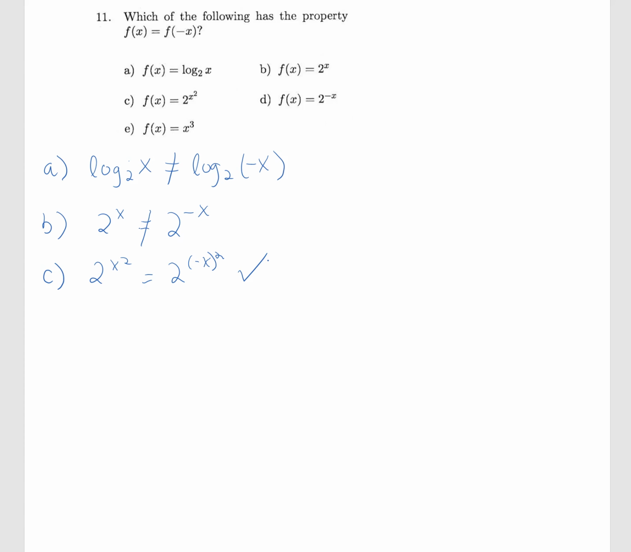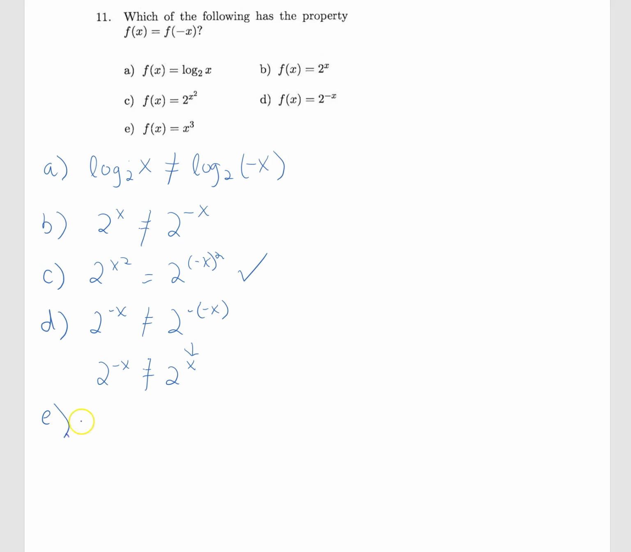But let's check the other ones just for completeness' sake. So in D, what we get is 2 to the power of negative x is equal to 2 to the power of negative x. And so this side of the equation is just going to be the same as saying 2 to the power of positive x. And this side is 2 to the power of negative x. So we have the same thing as in part B, which we've already said doesn't work. So this is not equal to each other.